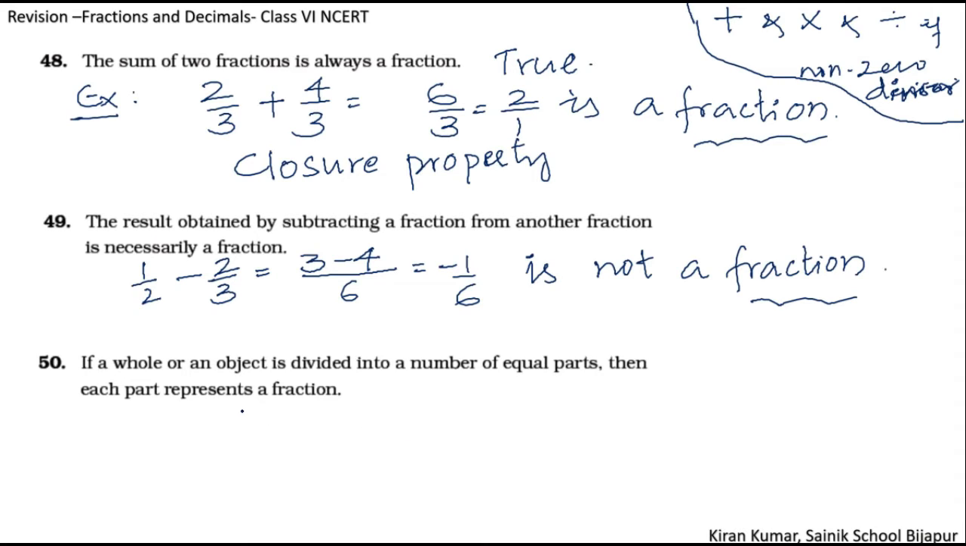Question number 50. If a whole or an object is divided into a number of equal parts, then each part represents a fraction. This is very true because a fraction is defined as a part of a whole. An object can be divided into a number of parts and each part would represent the given fraction.